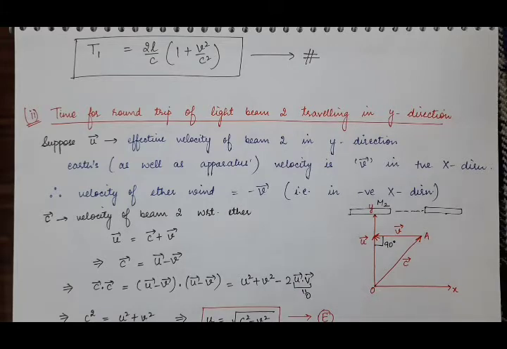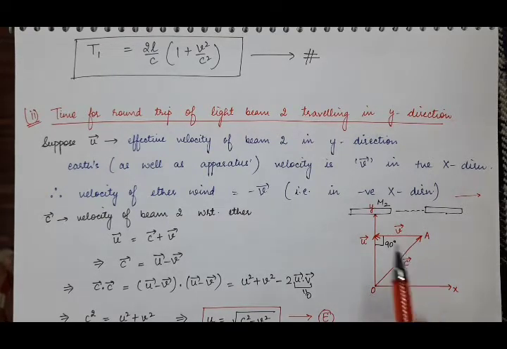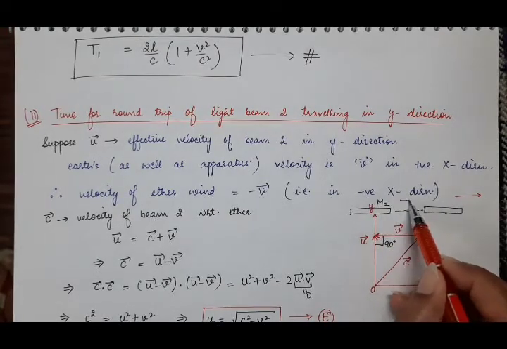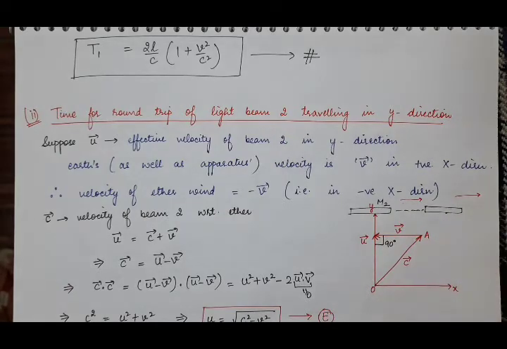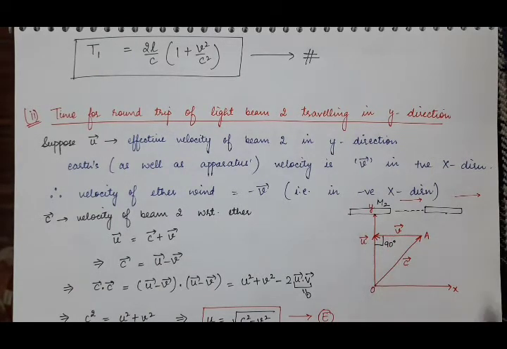And for this, as Earth is moving along the x-axis with velocity v, and this apparatus is placed on the surface of Earth, it will also move with velocity v along with Earth. So this mirror M2 will also move from this point to this point. And suppose as this light beam 2 is moving in a direction perpendicular to the motion of Earth, suppose u vector is the effective velocity of beam 2 along the y-axis or in the y direction.